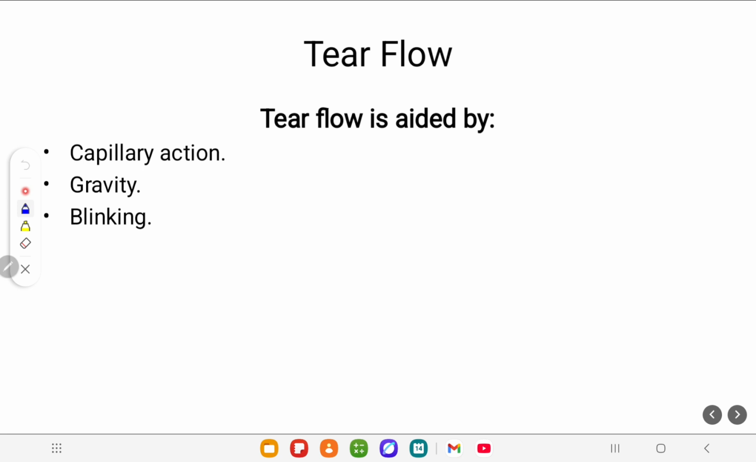So tear flow. What are the factors that play a main role in tear flow? There are three important factors: gravity, yes, a little bit, but capillary action and blinking. Blinking is the elephant in the room.